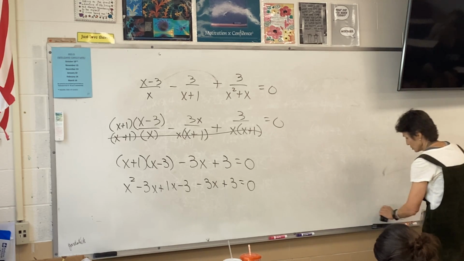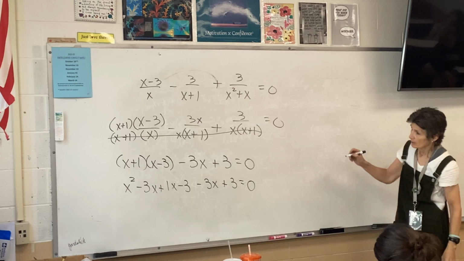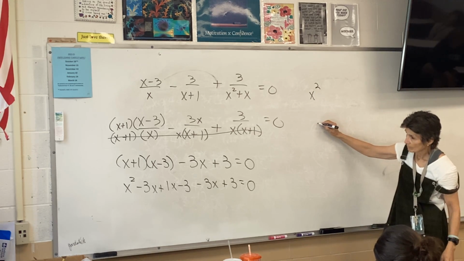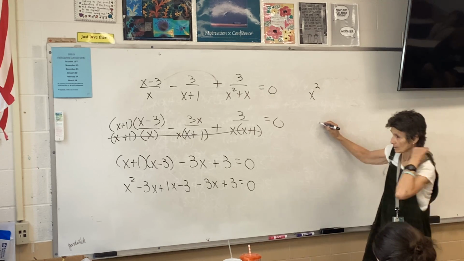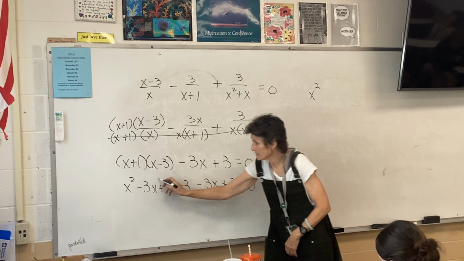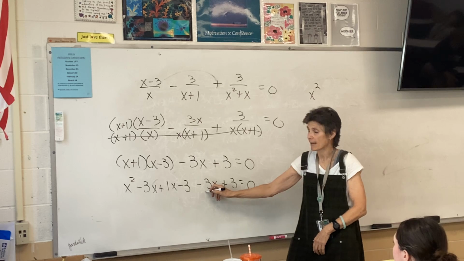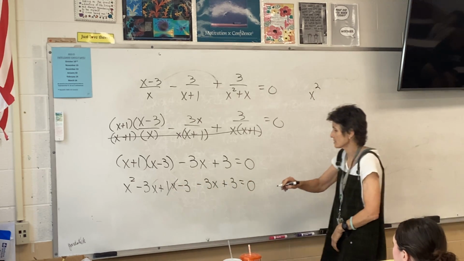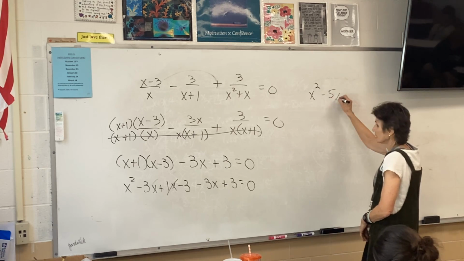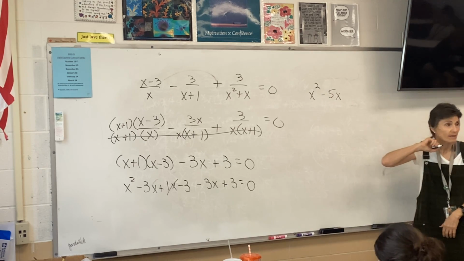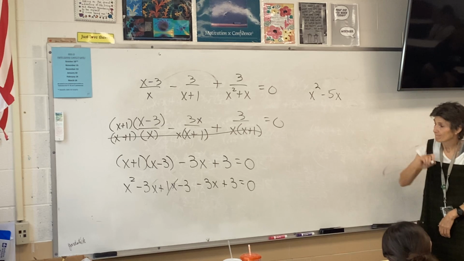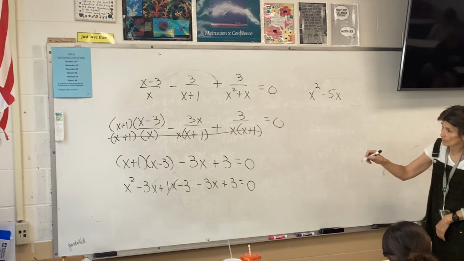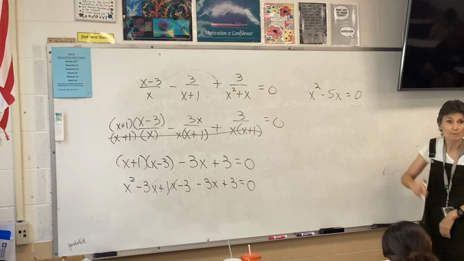Alrighty, now we got a bunch of combining to do. What do we have? X squared. Negative 5x. Minus 3x. So we got a minus 3 and a minus 3. That makes a negative 6. But we have a plus 1, so that'll be negative 5. I think I heard somebody say that. Negative 5x. And then, oh yeah, the 3's cancel, so that equals 0.